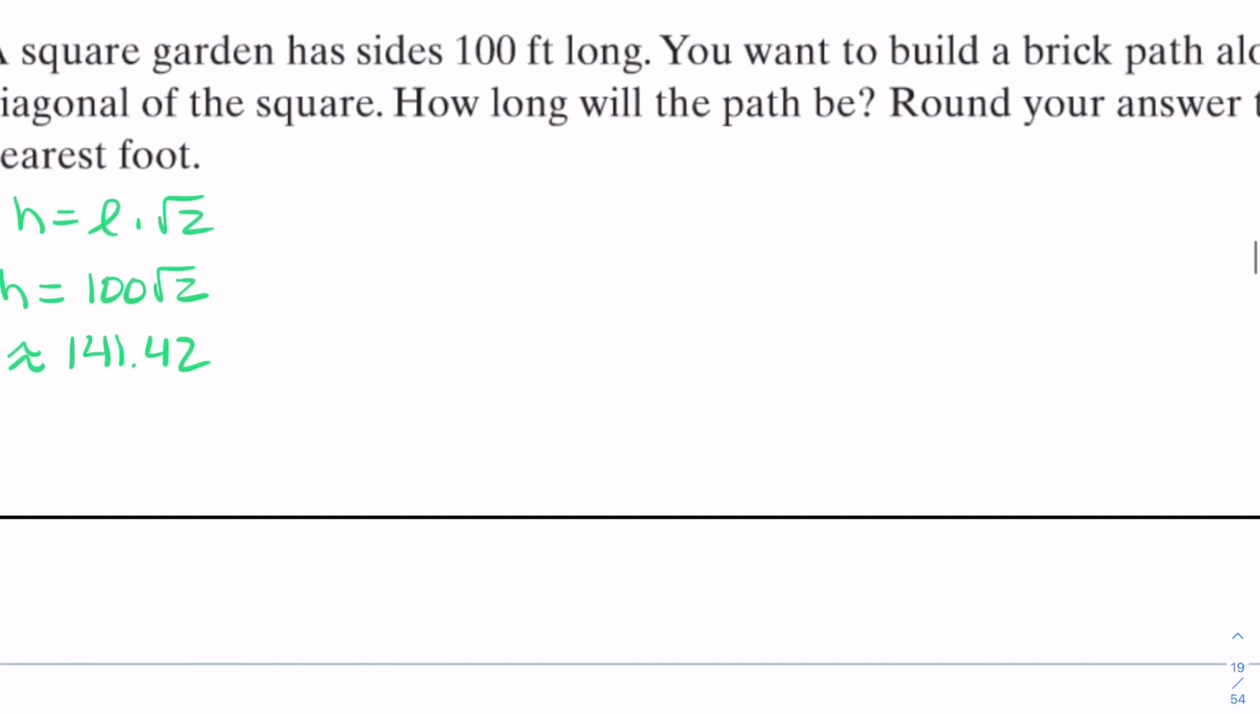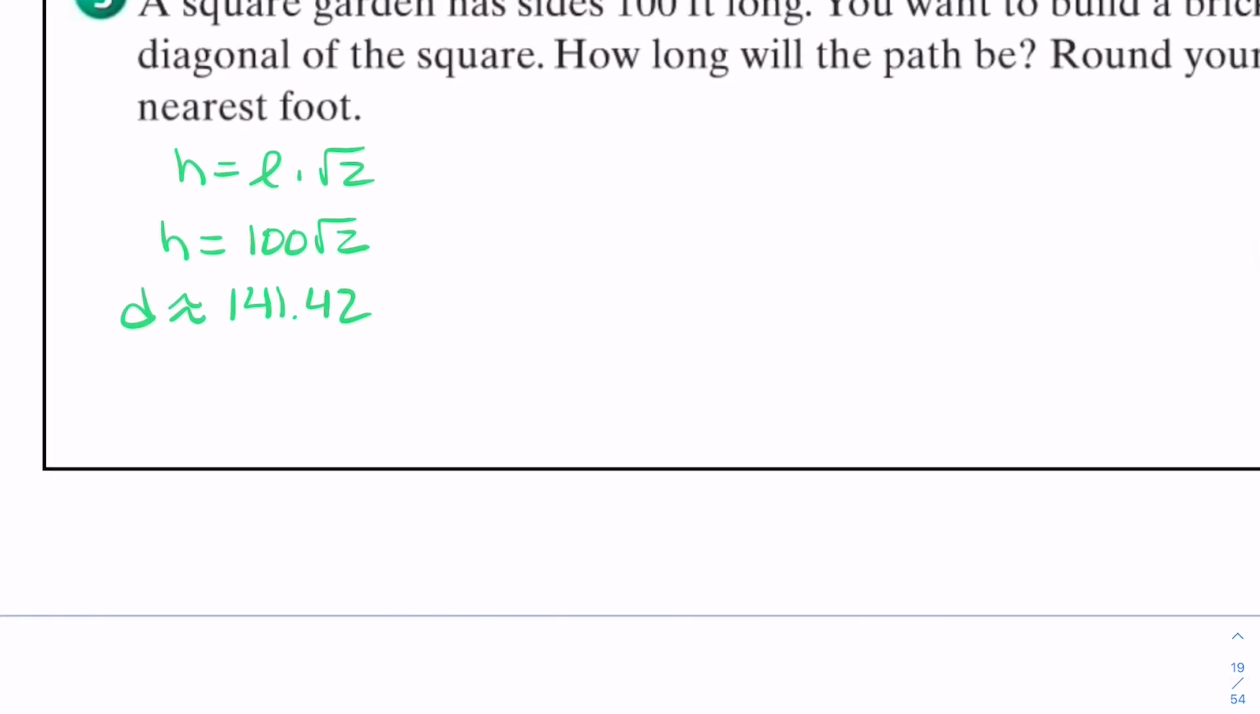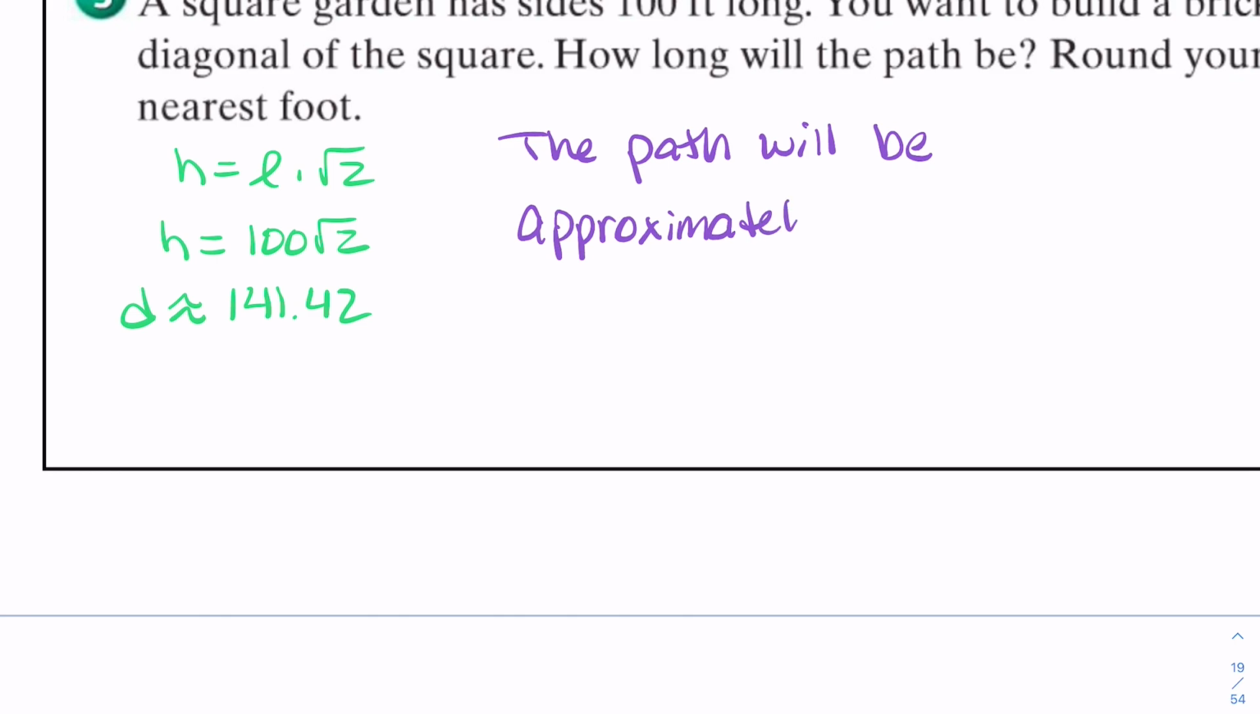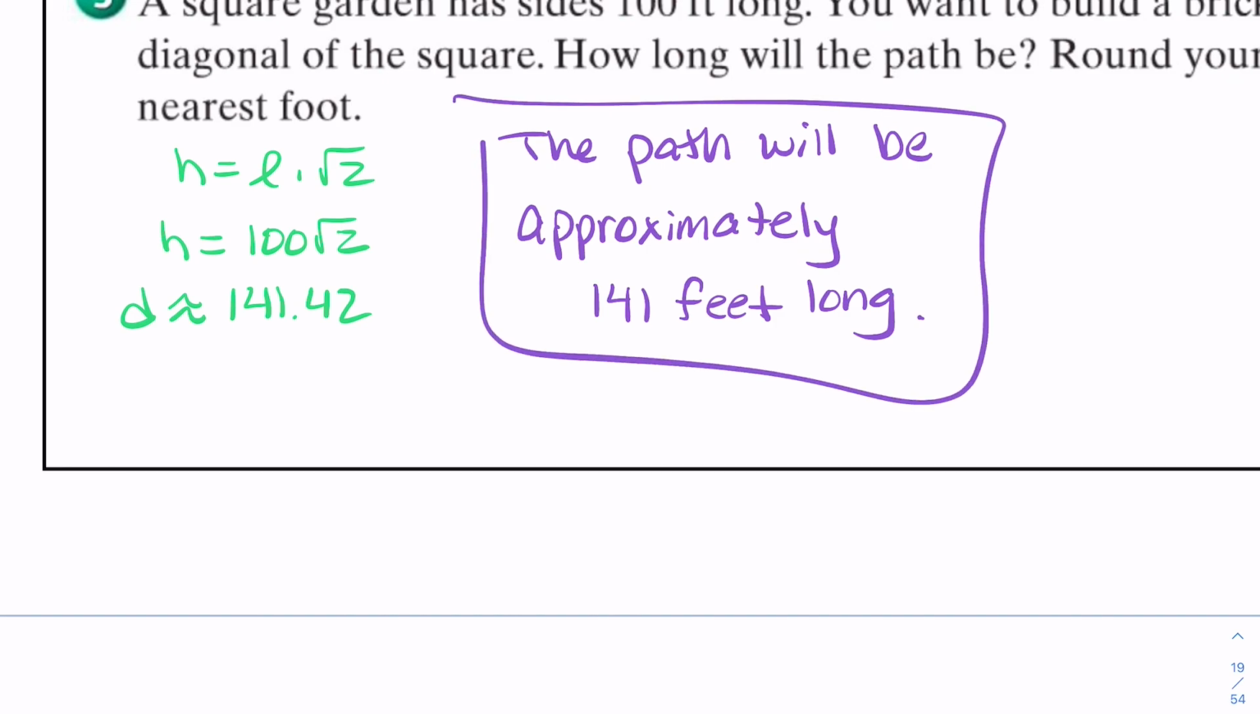Okay, how long will the path be? Round your answer to the nearest foot. So we're going to say the path will be approximately 141 feet long. And there we go.